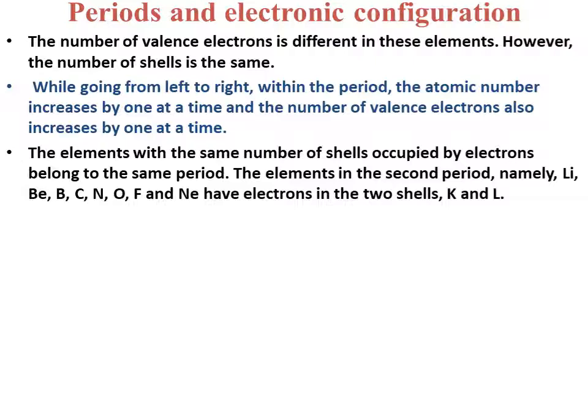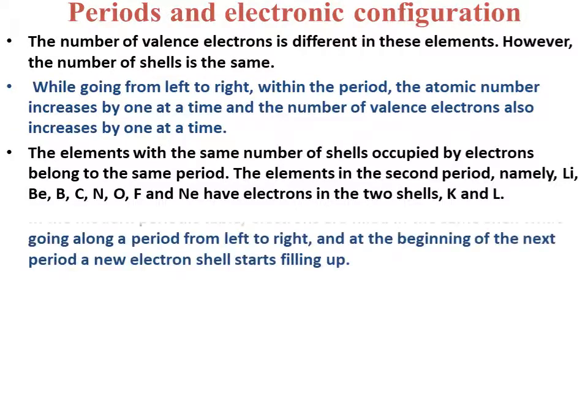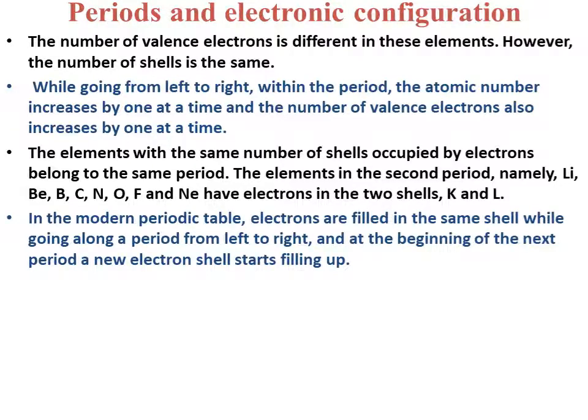The elements with the same number of shells occupied by electrons belong to the same period. The elements in the second period, namely lithium, beryllium, boron, carbon, nitrogen, oxygen, fluorine and neon, have electrons in the two shells K and L. In the modern periodic table, electrons are filled in the same shell while going along a period from left to right, and at the beginning of the next period, a new electronic shell starts filling up.